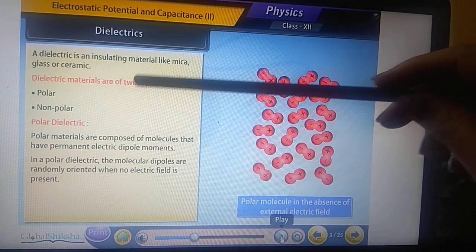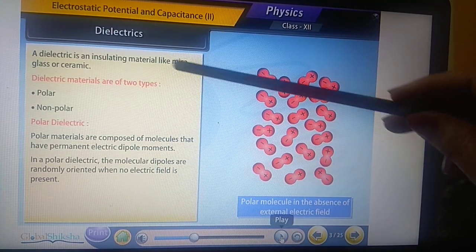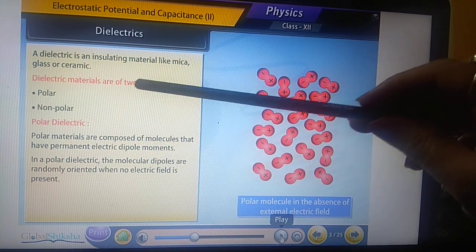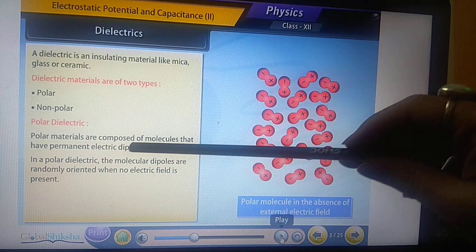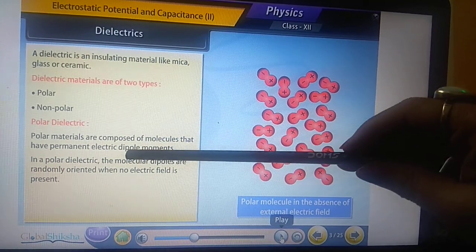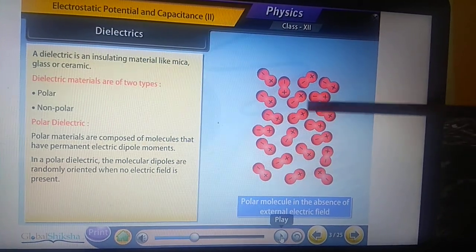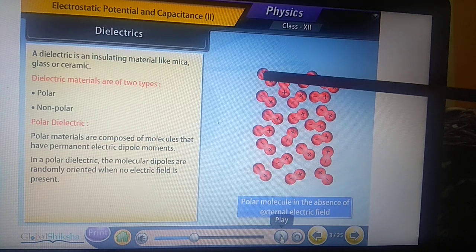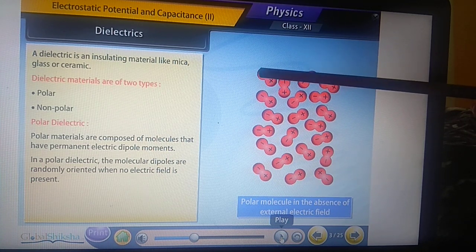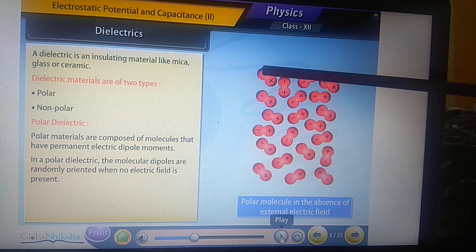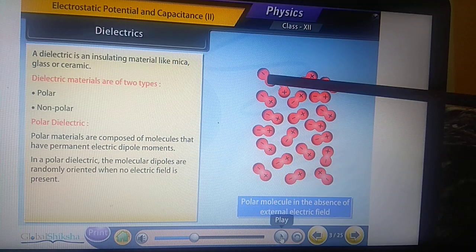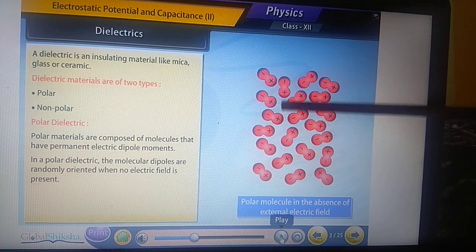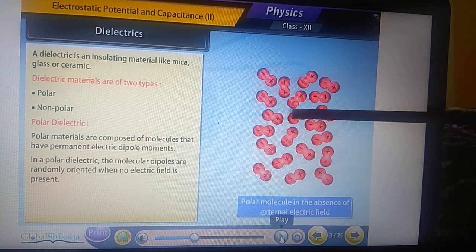Now, dielectric is an insulating material like mica, glass or ceramic, and they are of two types, polar and non-polar. Polar material is composed of molecules that have a permanent dipole moment. Permanent dipole moment means the negative and the positive charge centers do not lie at the same point. That's why they have a permanent dipole moment. In the absence of electric field, these dipoles are irregularly placed.